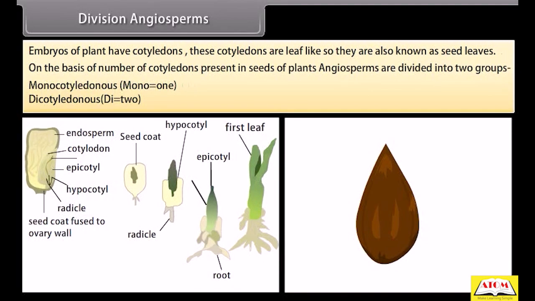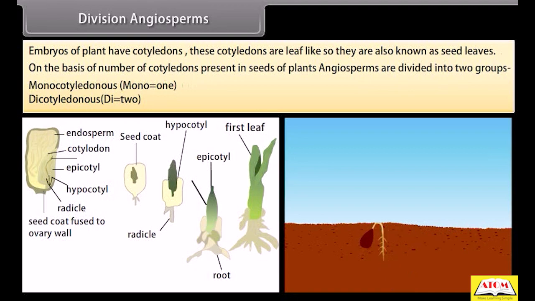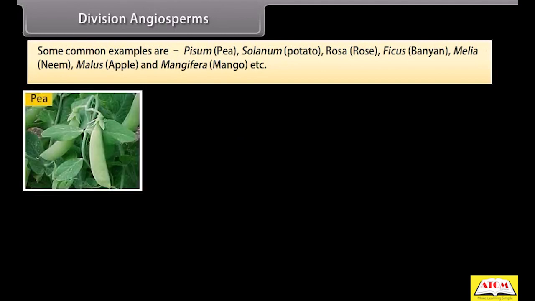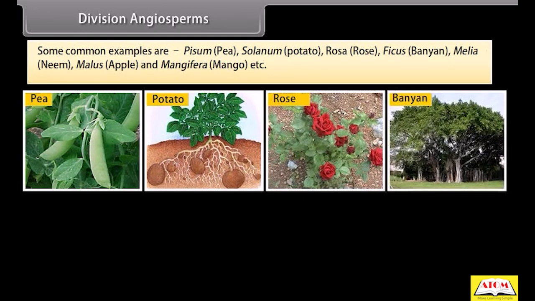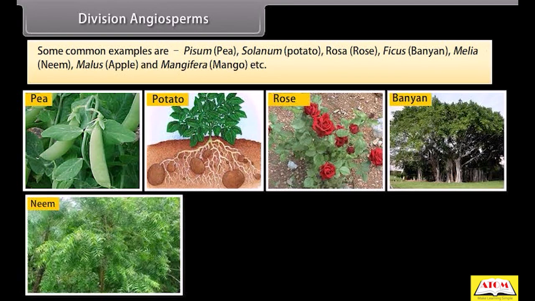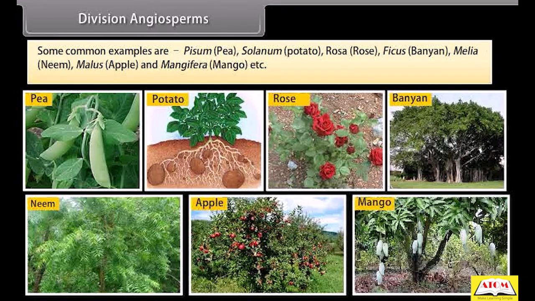On the basis of the number of cotyledons present in the seeds of plants, angiosperms are divided into two groups. Monocotyledonous, mono is 1. Dicotyledonous, di, which is 2. Some common examples are Pisum, pea, Solanum, potato, Rosa, rose, Ficus, banyan, Melia, neem, Malus, apple, and Mangifera, mango, etc.